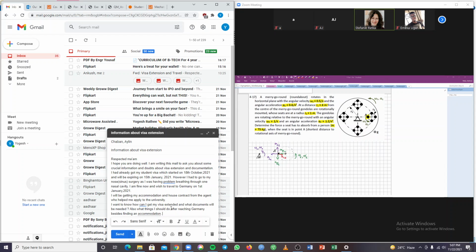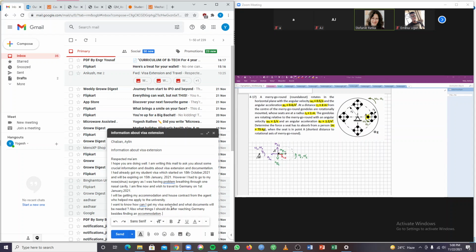And that's how you find the direction. Axis of rotation corresponds to the thumb, index finger to the direction of relative velocity, and middle finger to the direction of Coriolis acceleration. Okay, other questions?